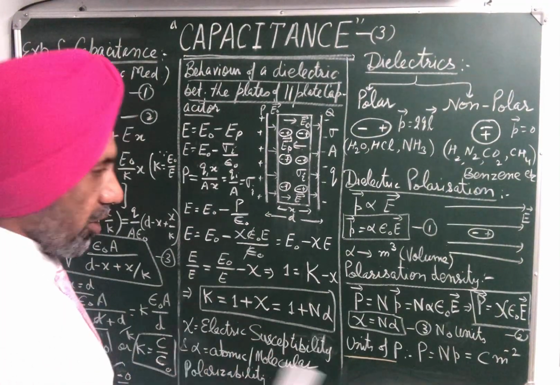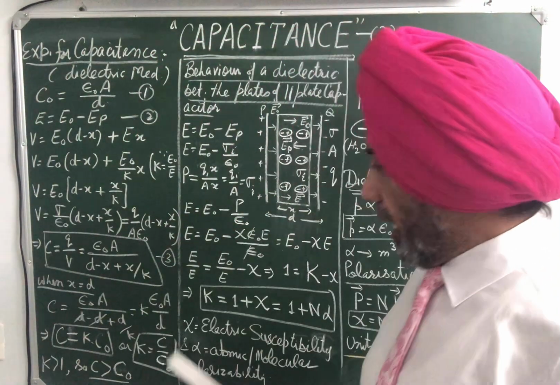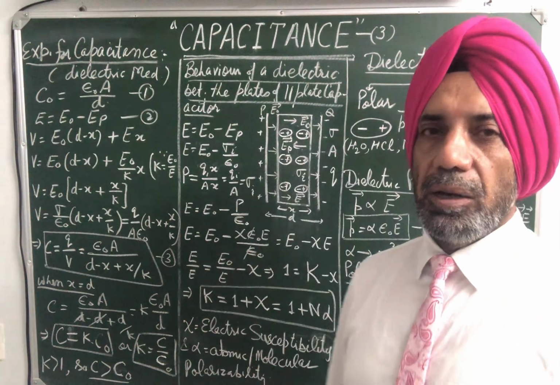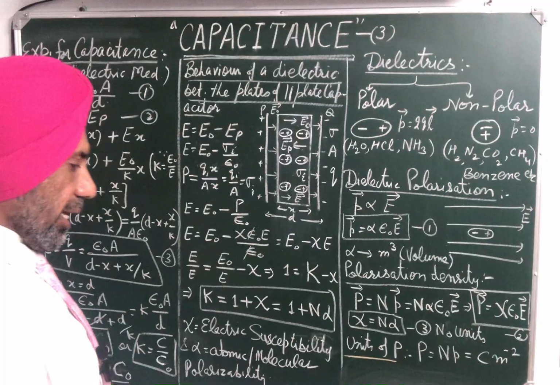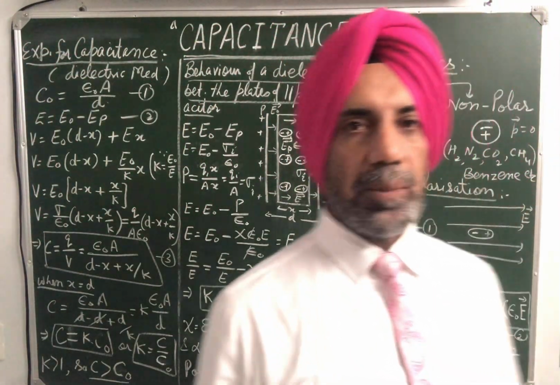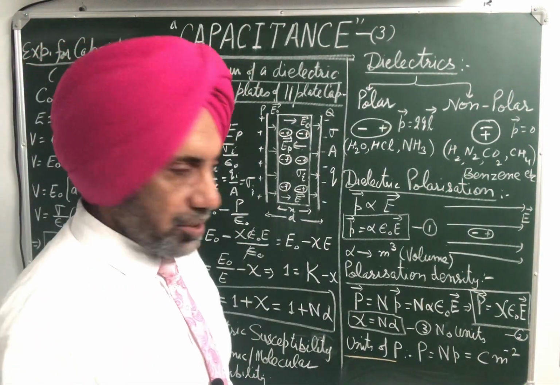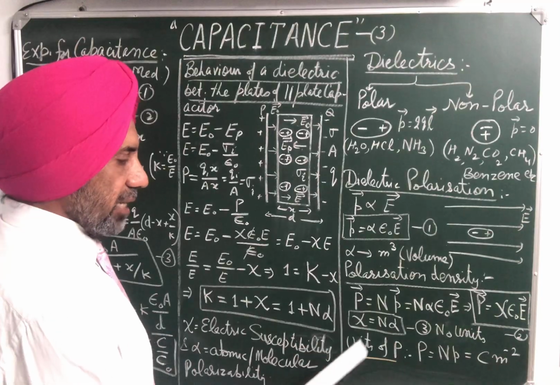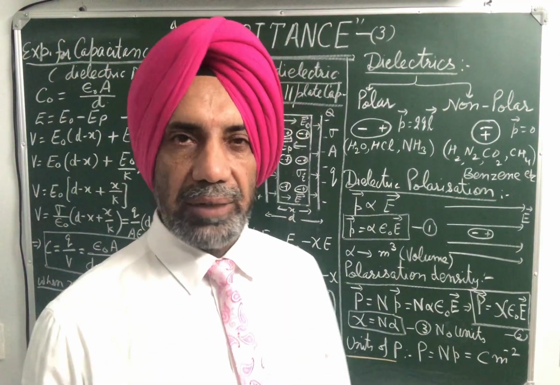So we have K is equal to 1 plus chi, or K is equal to 1 plus N alpha. So this gives the relation between the dielectric constant and electric susceptibility, or the dielectric constant and atomic polarizability. So chi is electric susceptibility and alpha is atomic or molecular polarizability. Alpha has units of volume and chi has no units. And polarization density has units of coulomb per meter square, and dipole moment has units of coulomb meter. Very simple.